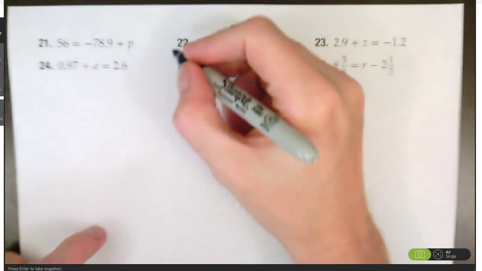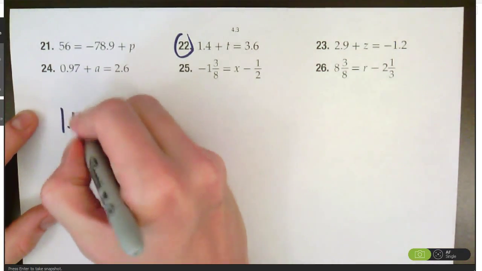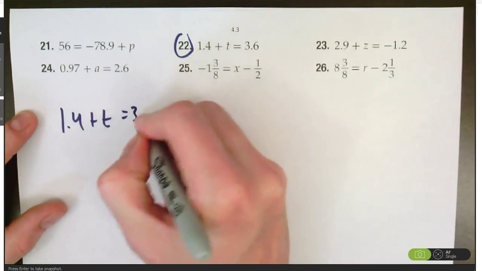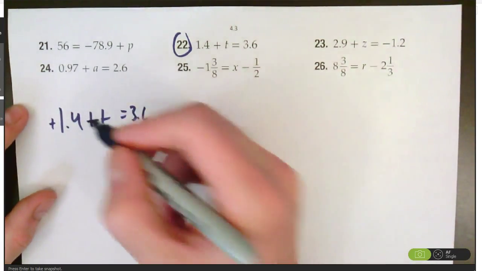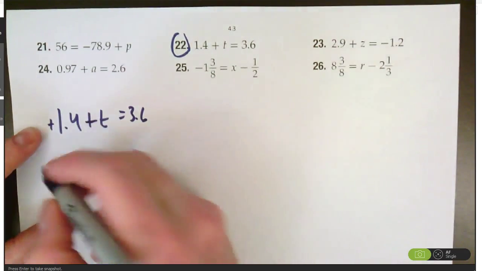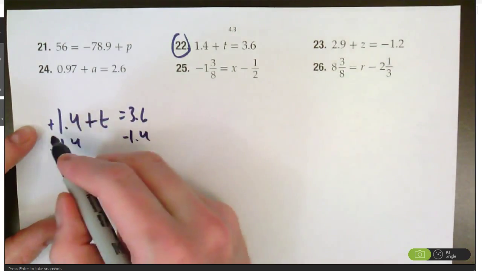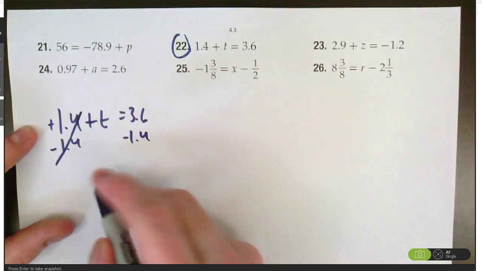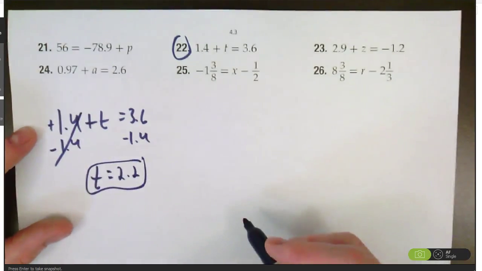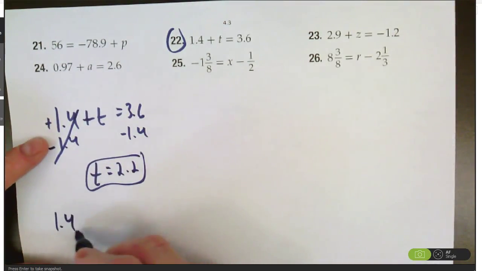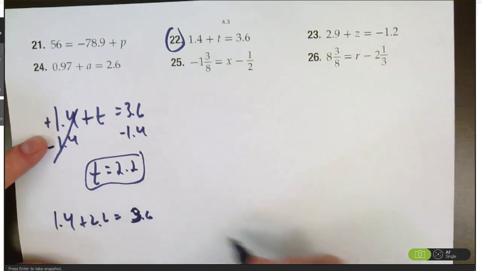Okay, so we're solving for t. So remember, this is solving using inverses. So it's 1.4 plus t equals 3.6. And remember, this is a positive 1.4 added to t. So if I want to get rid of a positive 1.4, I have to do the opposite of that, which is negative 1.4. And whatever I do to one side of the equation, again, I have to do to the other. So this gives me t equals 2.2. Okay. And then if I check it real quick, 1.4 plus 2.2 does equal 3.6. That's a real easy one to check.